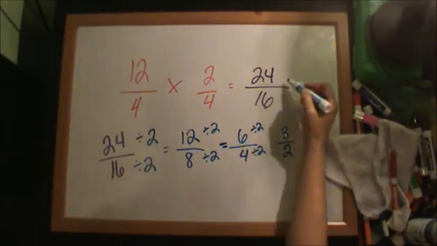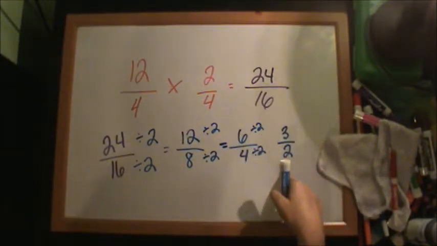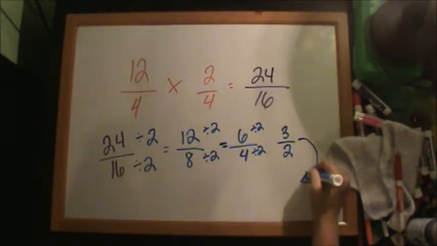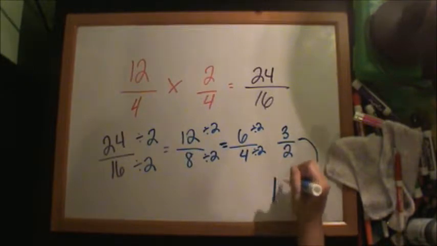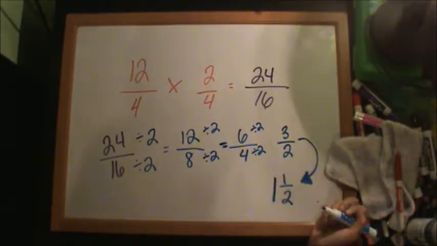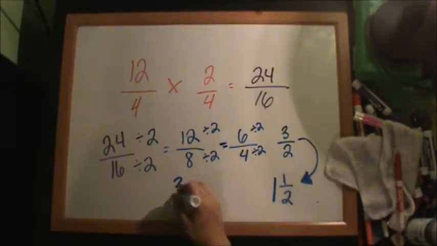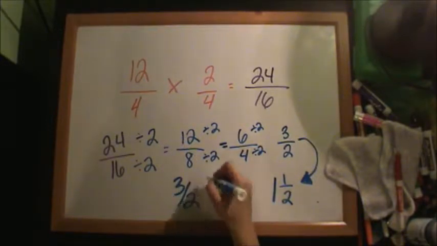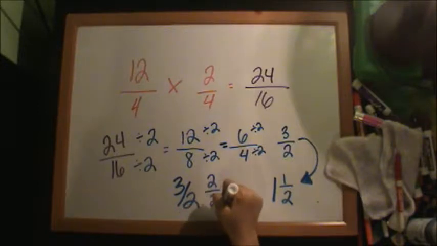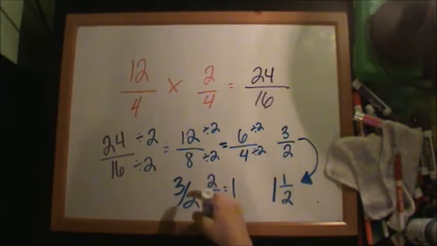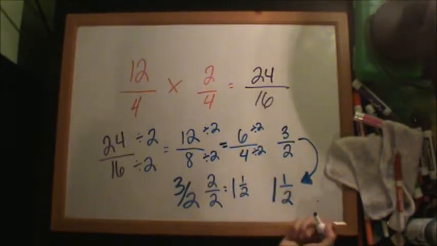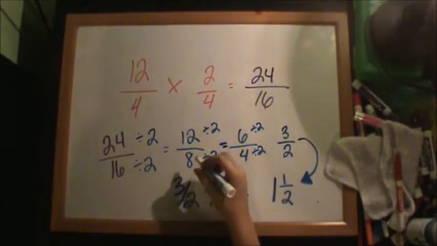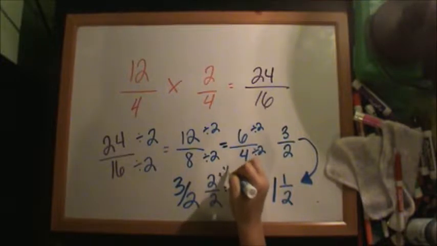So this is the same as 3/2, or if you've gone over mixed numbers, you know that's 1 and 1/2. Because if you have 3/2, that means you have 2 halves, which is 1, plus 1 left over, plus 1/2.